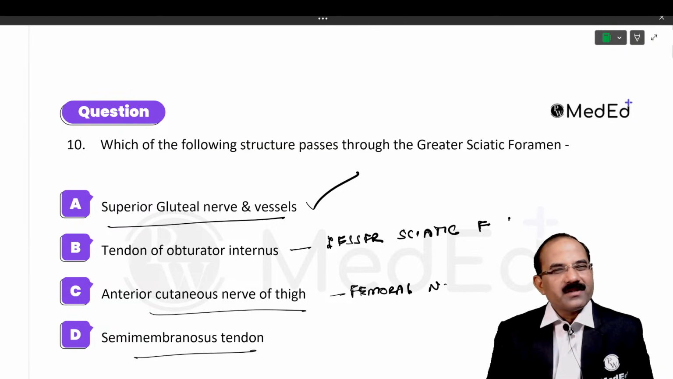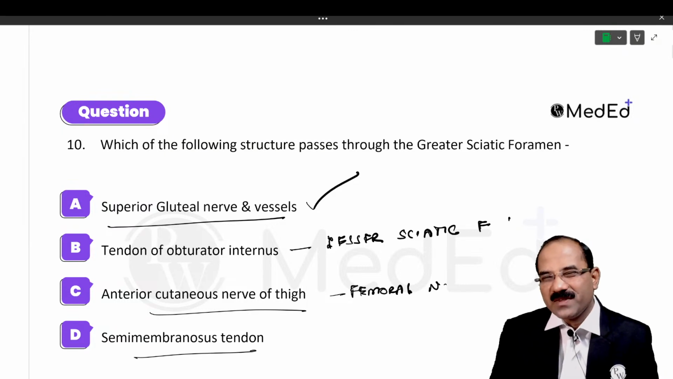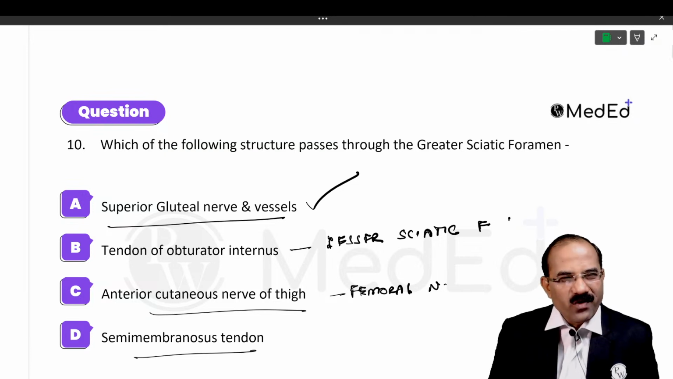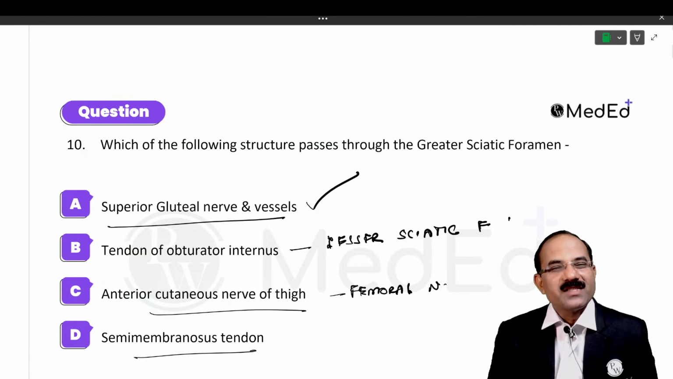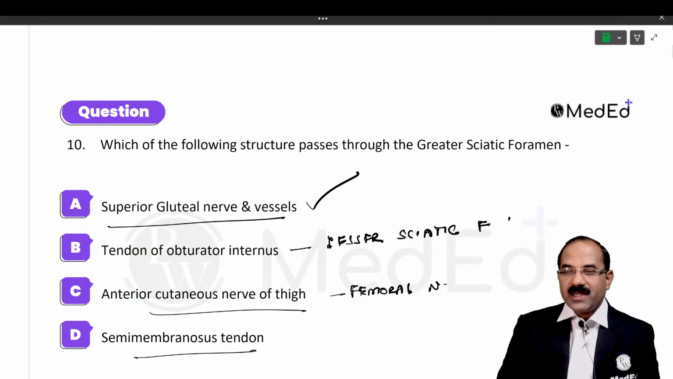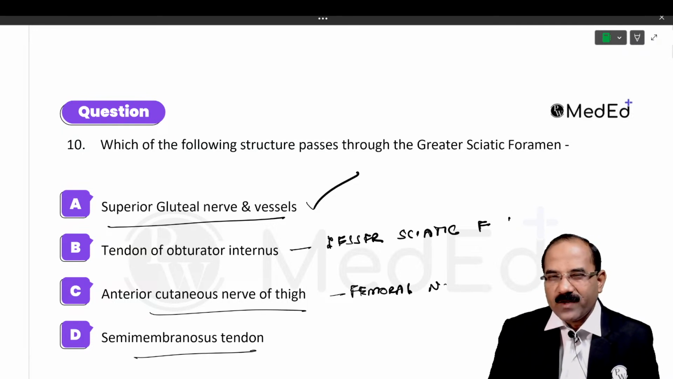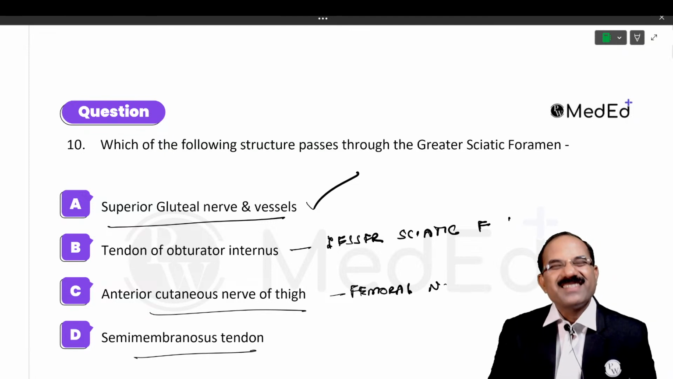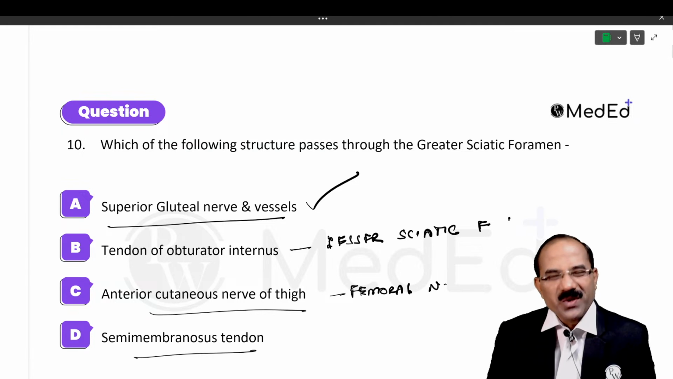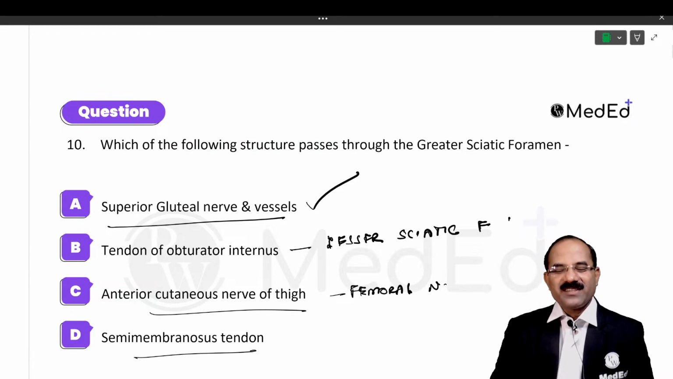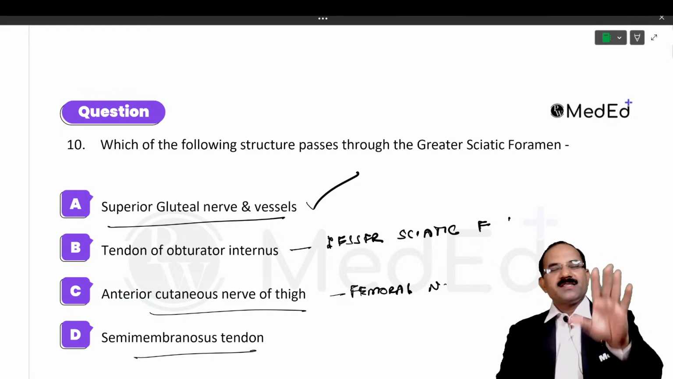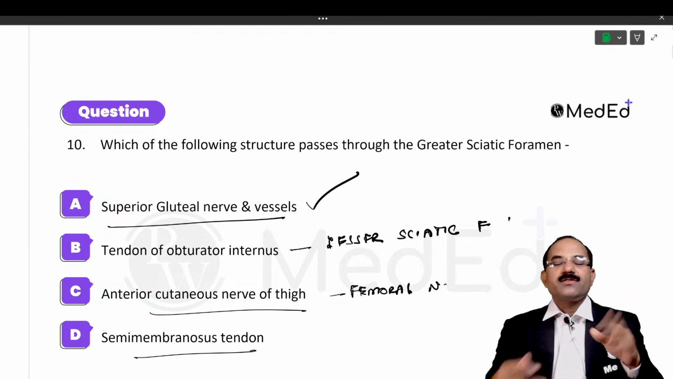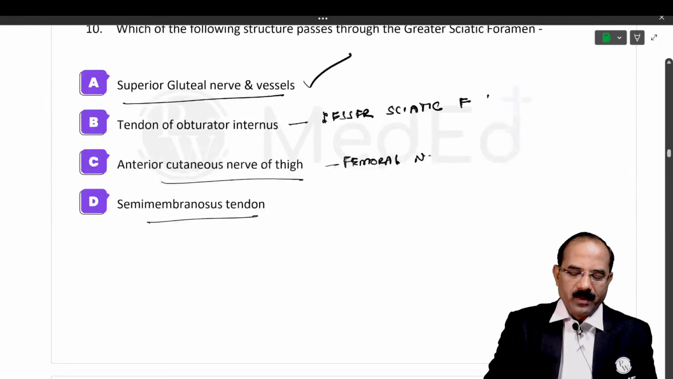I'll just enumerate the structures. Second is inferior gluteal nerves and vessels, the piriformis, the sciatic nerve, the posterior cutaneous nerve of thigh, the pudendal nerve, the internal pudendal vessels, the nerve to obturator internus, and the nerve to quadratus femoris. The nerve to quadratus femoris. You just have to remember this. These are the structures which go out through the greater sciatic foramen.